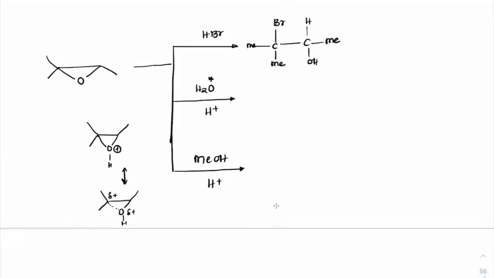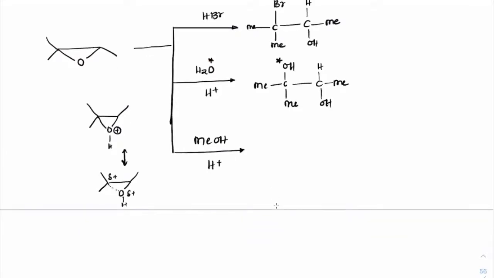If water is added, water will attack on this side, H plus will be attacking on here. So the product would be Me, C with OH, star would come here, right? Methyl with C and H, Me and OH. Last case, it is the methanol which is added. So OMe will be present, Me, C, H, OH and Me.